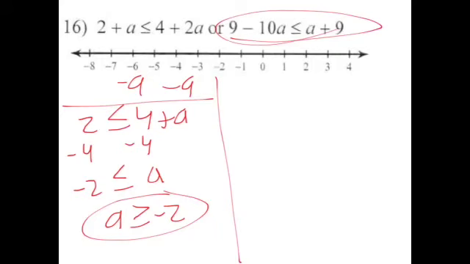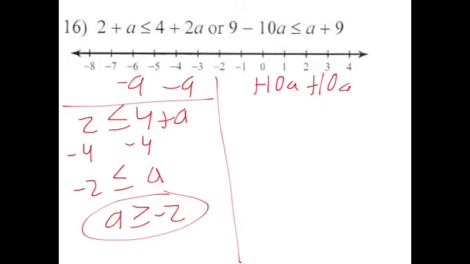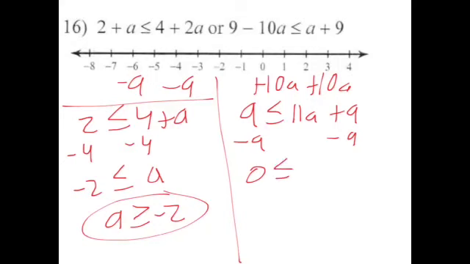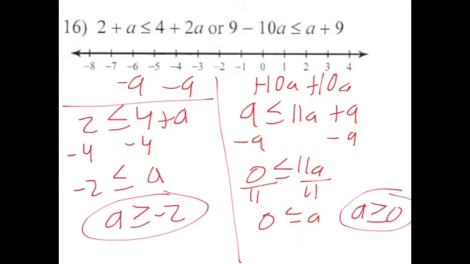And on the right side, I'm going to add 10a to both sides to get 9 less than or equal to 11a plus 9. And now I'm going to subtract 9 from both sides to get 0 less than or equal to 11a. And if I divide both sides by, not 10, but 11, I'll get 0 less than or equal to a, or in other words, a is greater than or equal to 0.